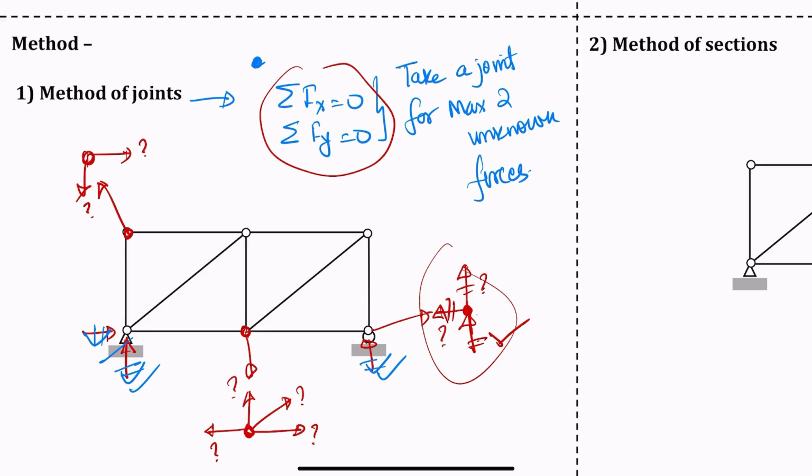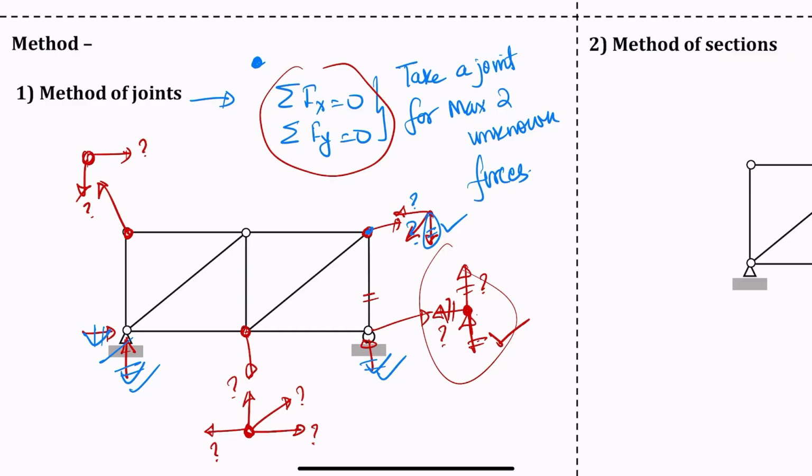And once this is known, then I can pick this joint, because this is known and this is unknown. So I can jump to the next joint and find the member forces, because one of them is known, so I have only two unknowns. And that's how we use the method of joints.